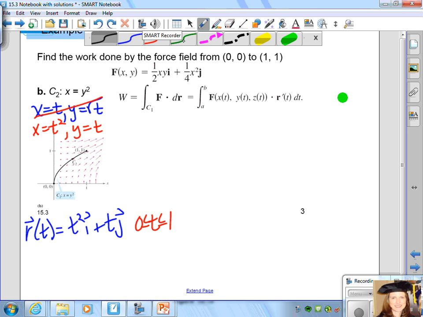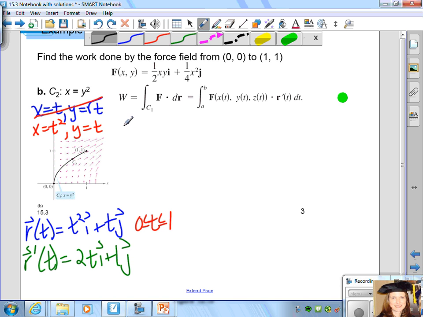When we calculate the line integral for work, we do need to find the derivative of this parametrization for the path. So we can go ahead and find r prime of t. That's going to be 2ti plus 1j, taking the derivative of each of those components.